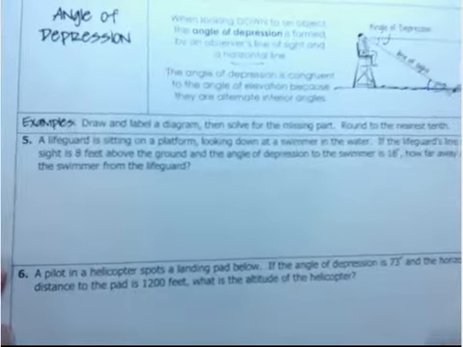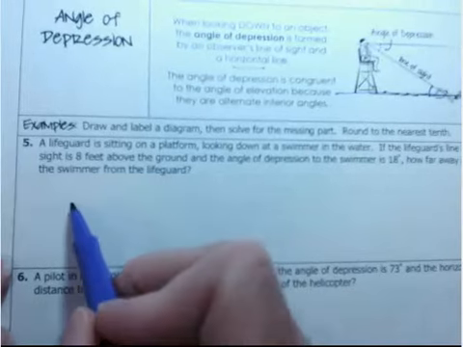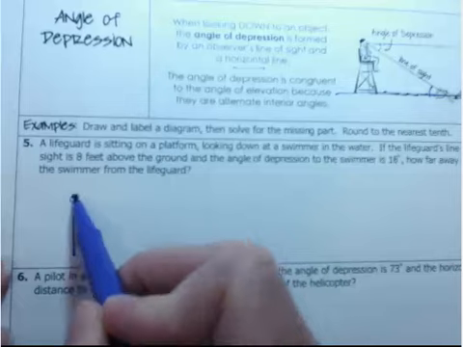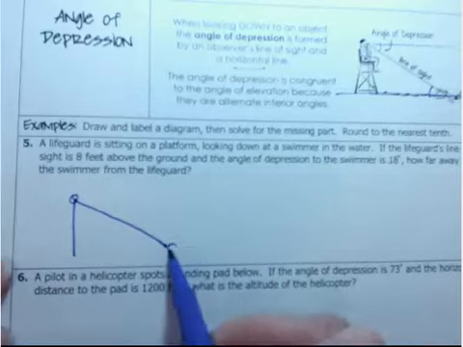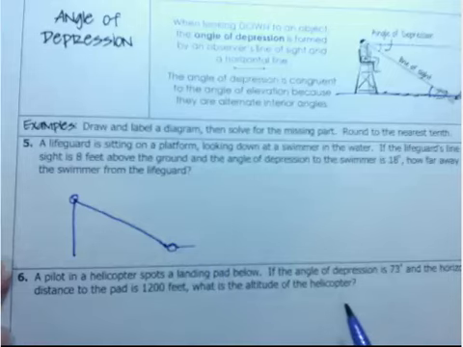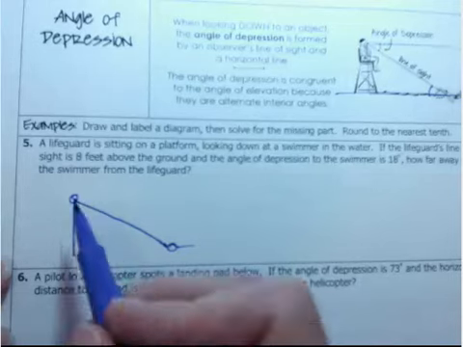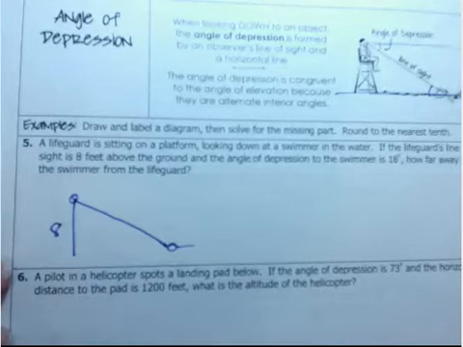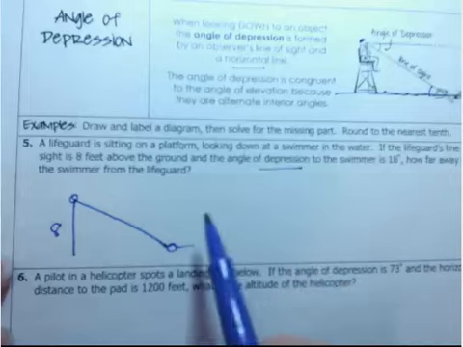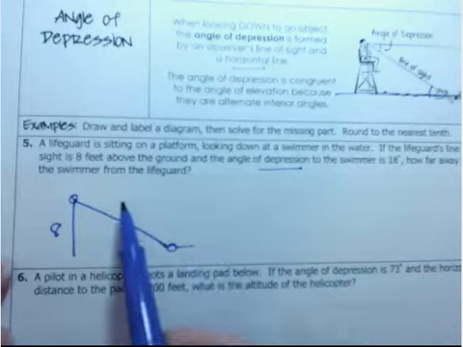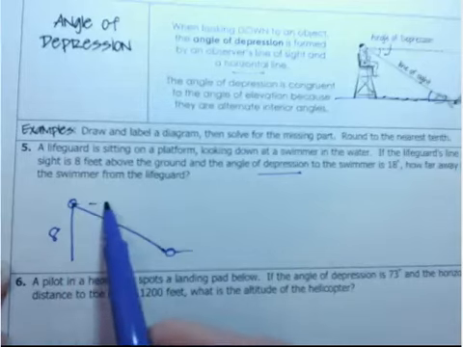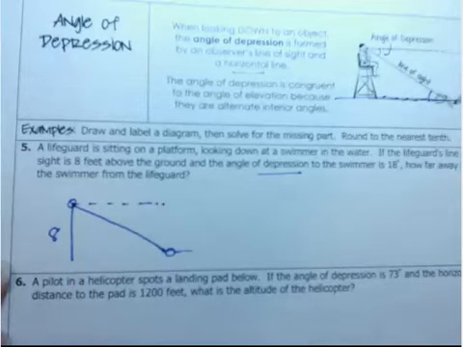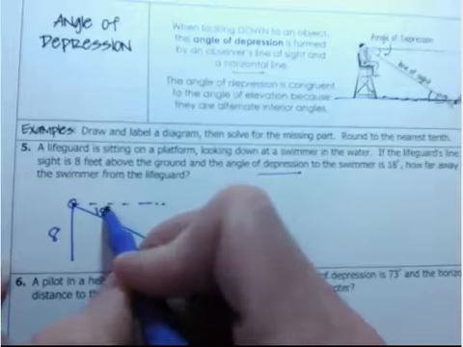This first example is just building off of the diagram that we had here. So we have a lifeguard sitting on the platform, the lifeguard's up here, and looking down at a swimmer in the water. Swimmer's right here, and the lifeguard's line of sight is 8 feet above the ground. So we're 8 feet above the ground, and the angle of depression to the swimmer is 18 degrees. So that means angle of depression, we're going to go back to our definition, it's the line of sight and the horizontal line that's going out. So here this would be 18 degrees.